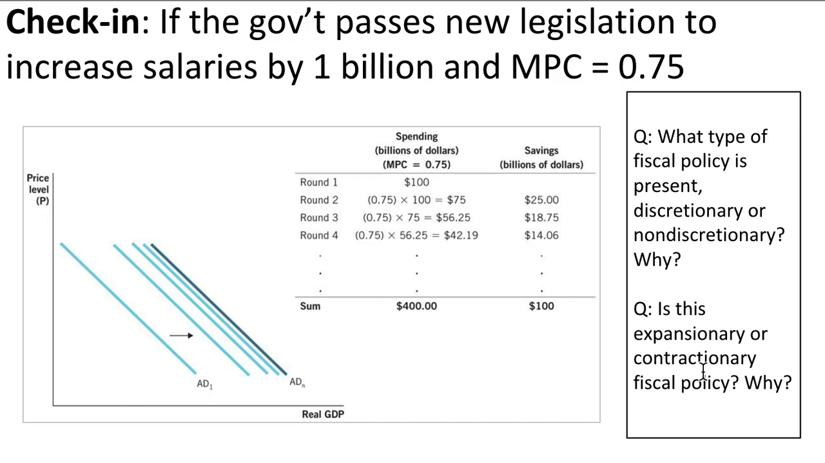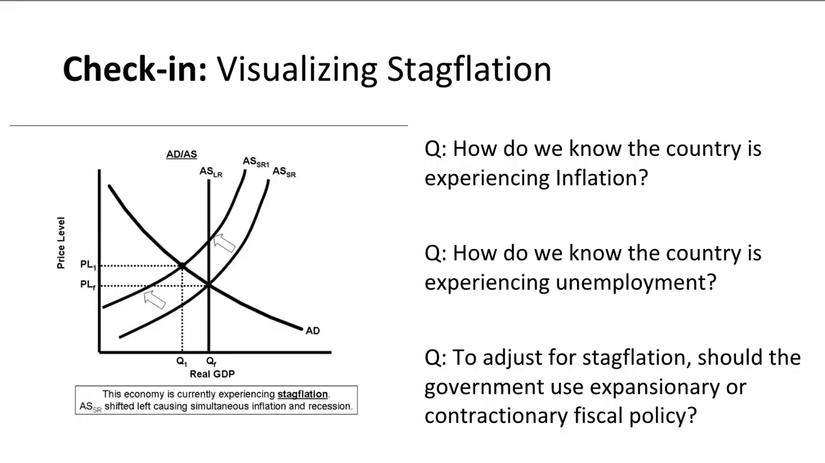And then is this expansionary or contractionary? If we're seeing an increase in aggregate demand that's coming by increased government spending, and now there's also increased consumers' ability to spend money, they have a larger disposable income, that we're seeing an expansionary fiscal policy.